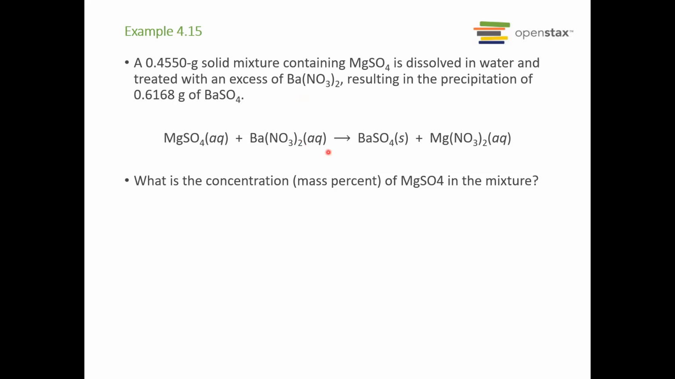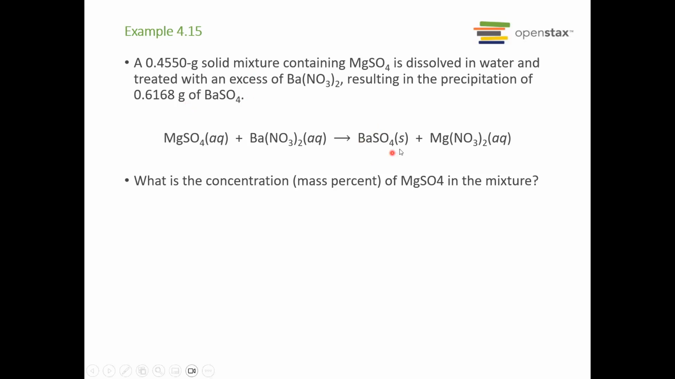Then we have this reaction take place. We collect our precipitate, just like we saw in the previous slide. We could do a simple filter to drain the liquid, allow it to dry, get the mass, and we determine the mass of the barium sulfate precipitate is 0.6168 grams.